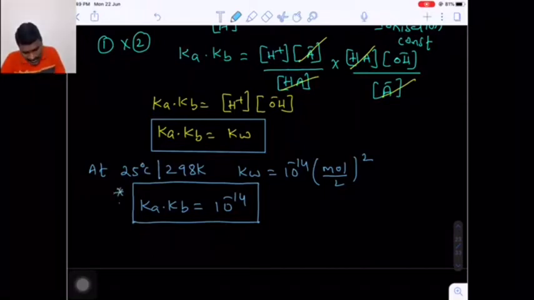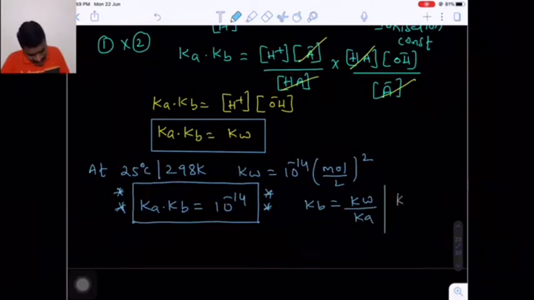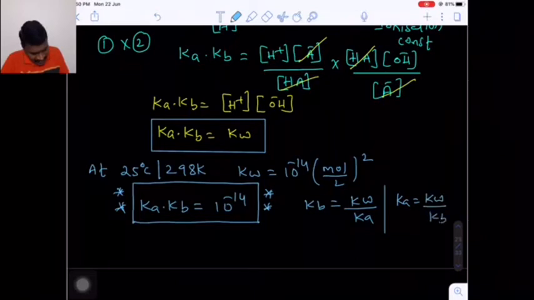This is a very important relation between Ka and Kb. Suppose if Ka is given, we can find the Kb or vice versa. How? Kb will be equal to Kw by Ka. Otherwise, Ka will be equal to Kw by Kb.